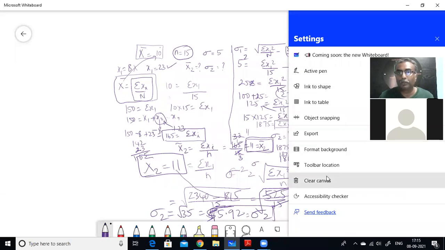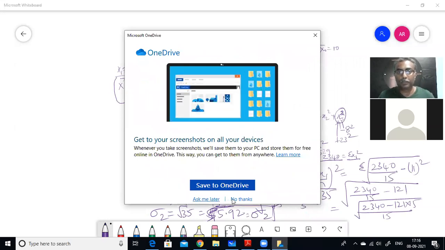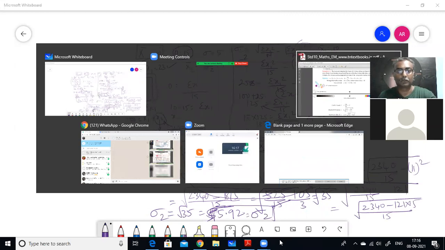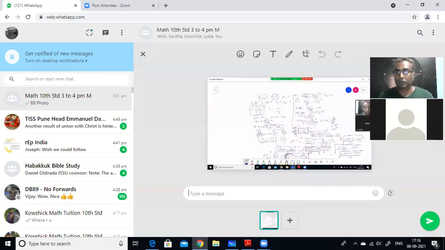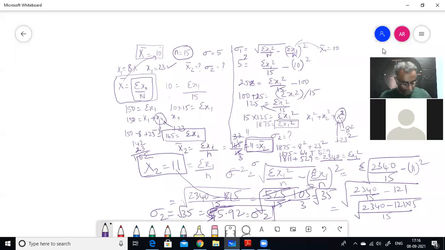Let us now see how we can paste this. That's what I don't know how to do. Let me just place this. Okay, it's a very important sum, huh? Yes sir, very important sum.